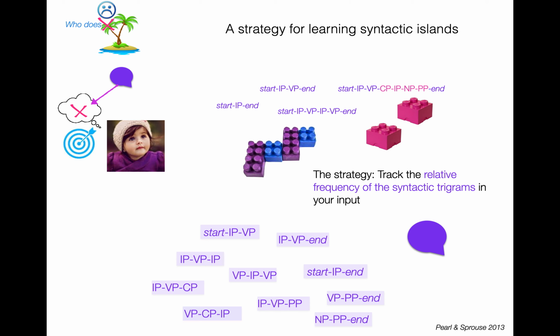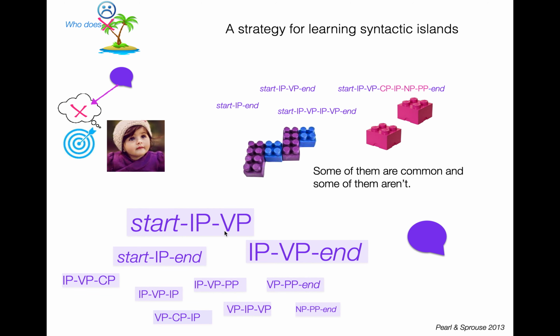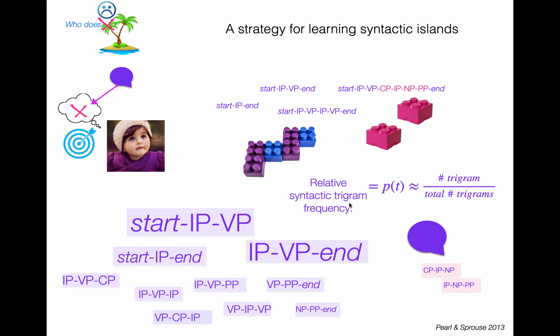So the strategy then is very simple. You just track the relative frequency of these syntactic trigrams in your input, right? Just how often do syntactic trigrams occur, which ones occur, what's the relative frequency of them, right? Some of them are going to be more common, sort of represented here by size, and some of them are going to be less common, right? But they're just maybe not all that often. And some of them just aren't going to occur at all, right? You're just not going to see them, right? So what you're doing then is just tracking this relative frequency of these building blocks, these syntactic trigrams.